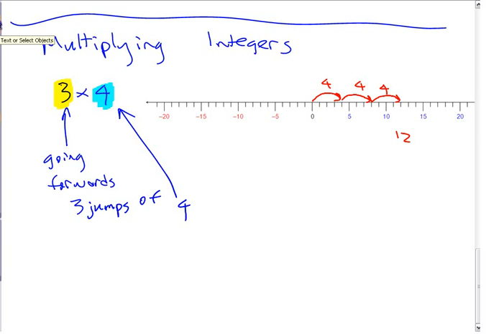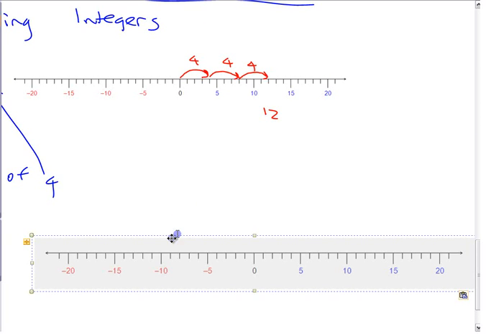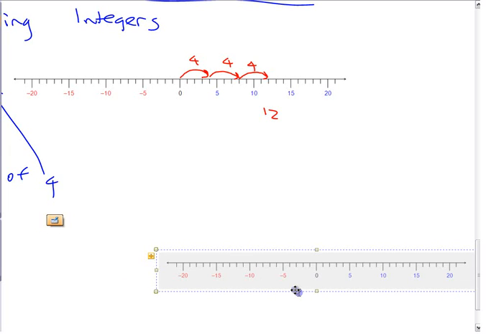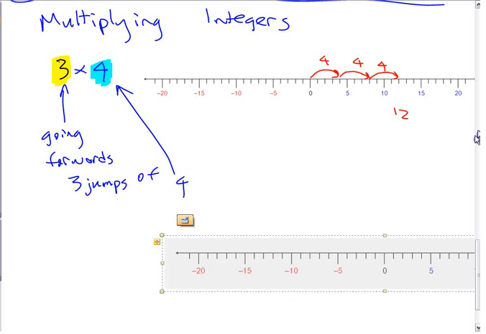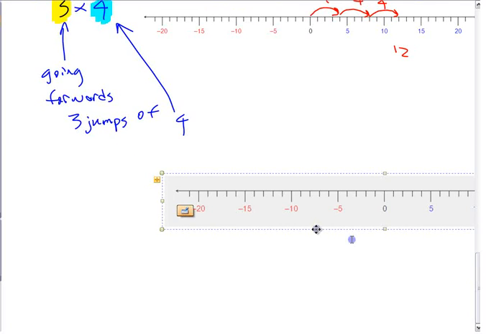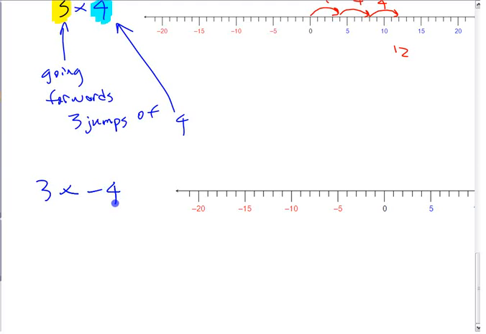What about if I need another number line here? Whoops, that's not good. Undo. What if I'm going to go something like 3 times negative 4? What's that like? 3 jumps of negative 4. Where does the jumps of negative 4 take me? Takes me this way, right? Negative 12.